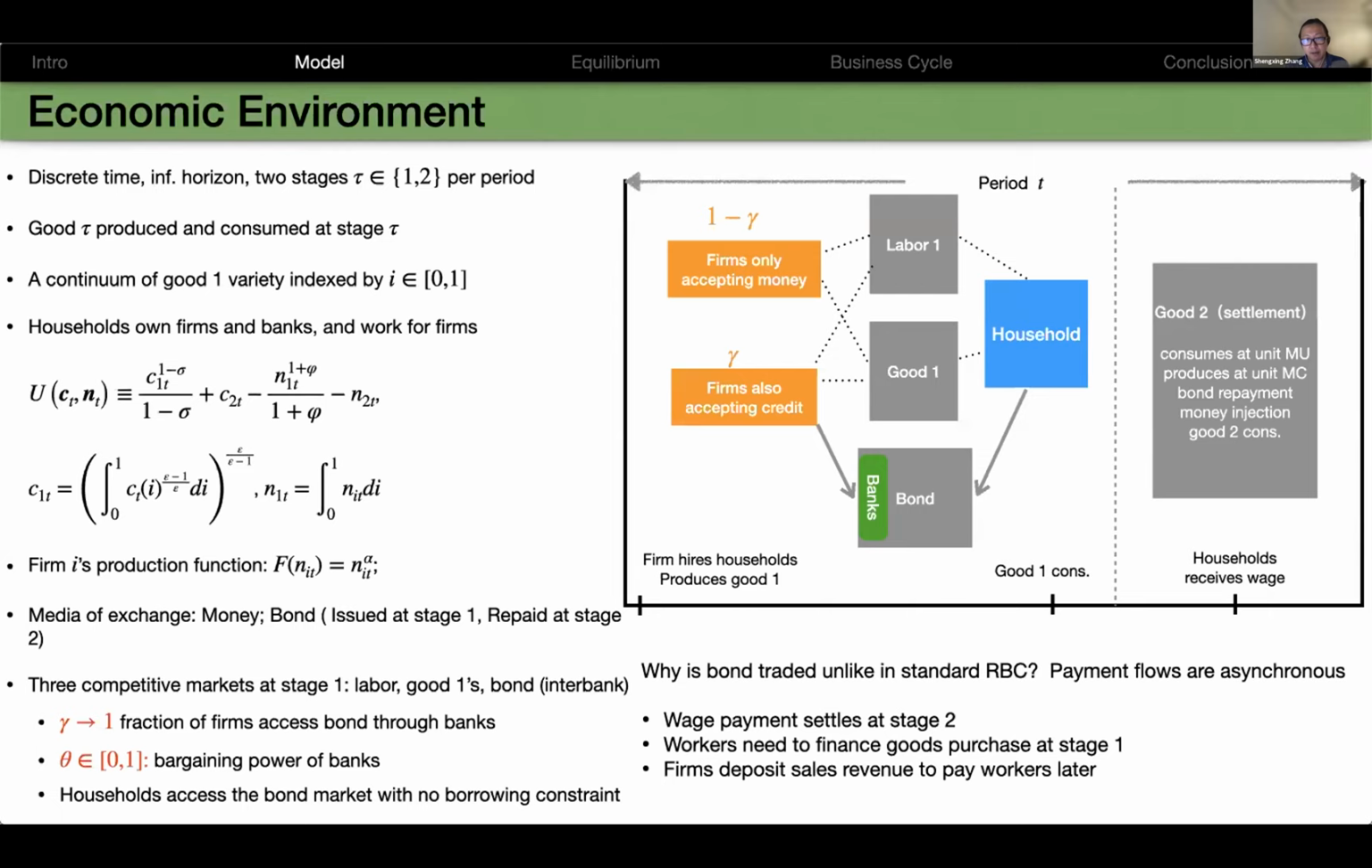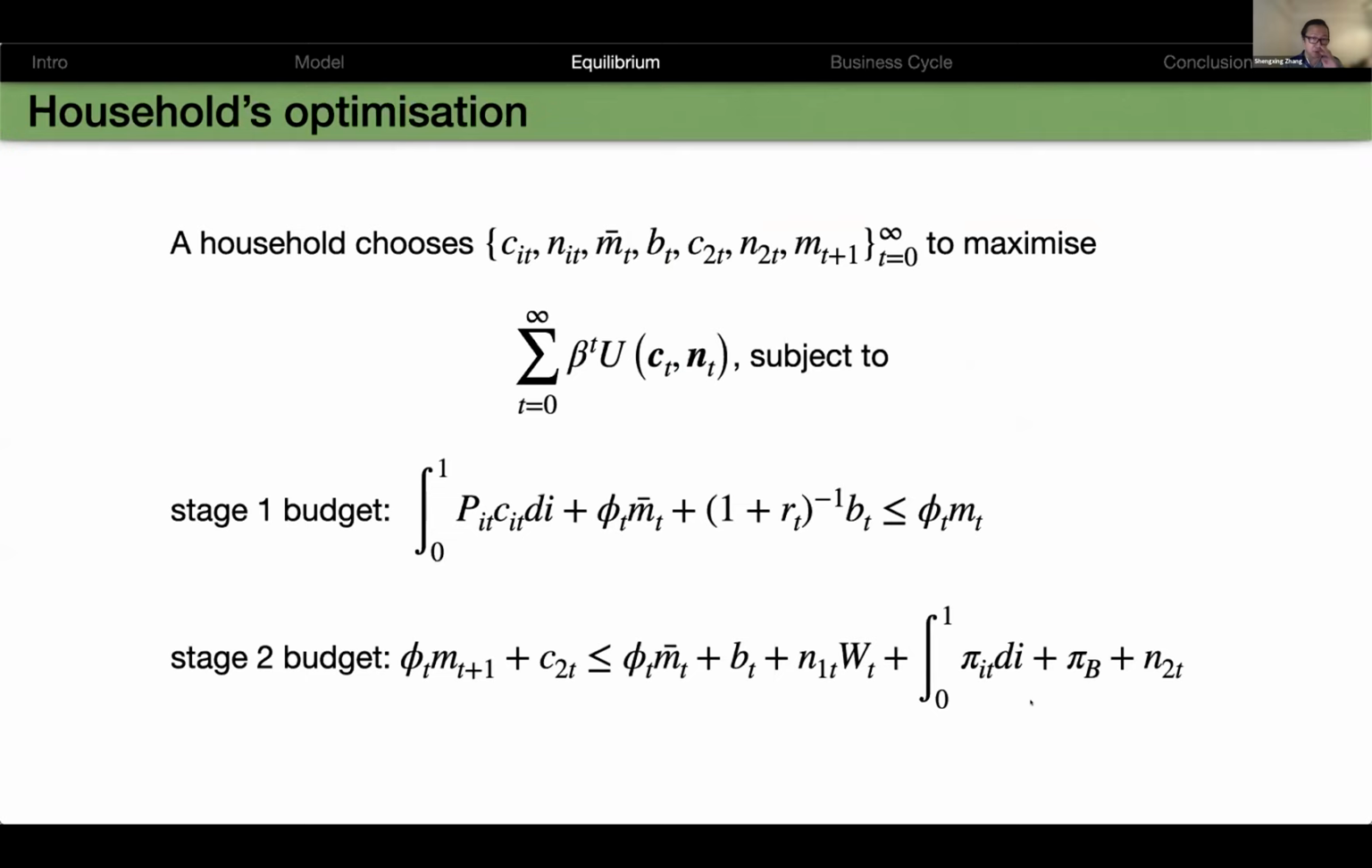So that's the summary of our model environment. The only thing we add is the market power of the bank and the asynchronous payment, so that there's deposit from the firm and borrowing from the worker. And the only friction is on the deposit side. Okay. Now, to analyze equilibrium, we're going to first look at the household optimization.